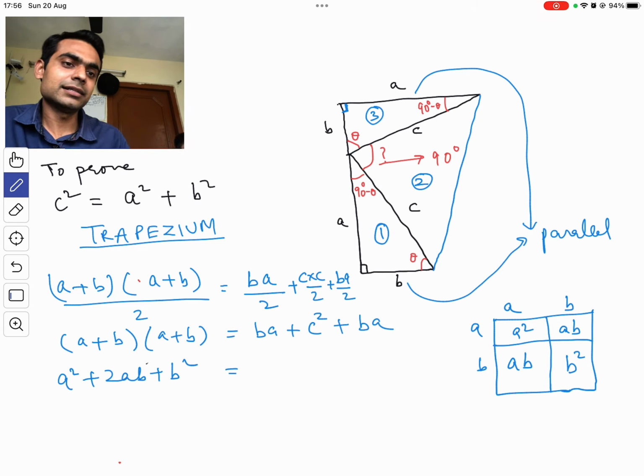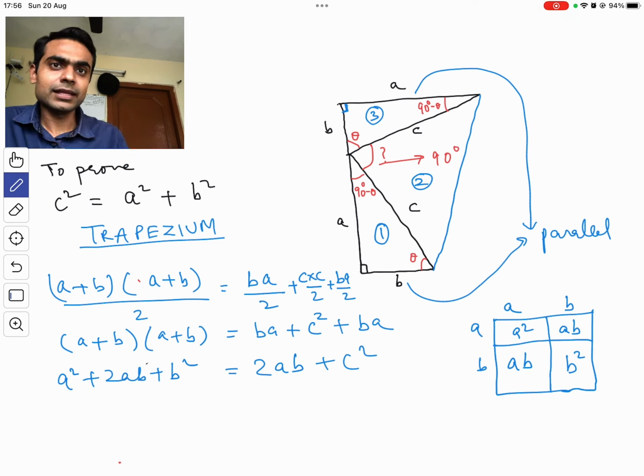So here again I have ba plus c squared plus ba, and there are 2 ba's here, so I write 2 times ba, 2ba, and 2ba can also be written as 2ab. So let's write 2ab plus c squared. So 2ab is there on both the sides. So the same quantity is on both the sides, so we can remove this quantity, right?